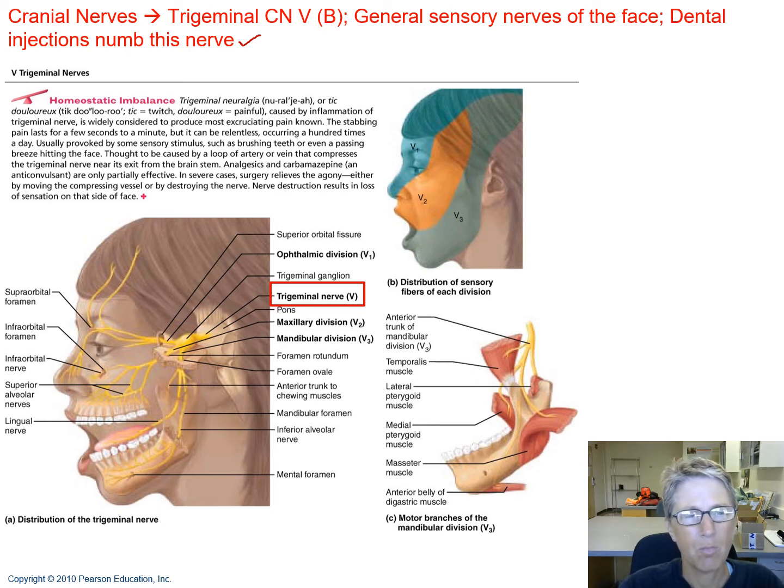There is this really horrible condition called tic douloureux, caused by inflammation of the trigeminal nerve. So when it gets inflamed, it says it's widely considered to produce the most excruciating pain known. So that sounds pretty terrible. So don't get tic douloureux.